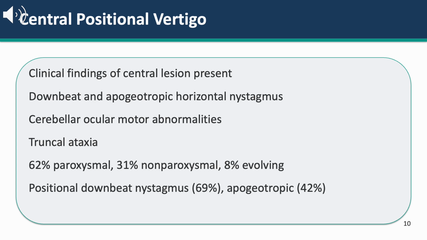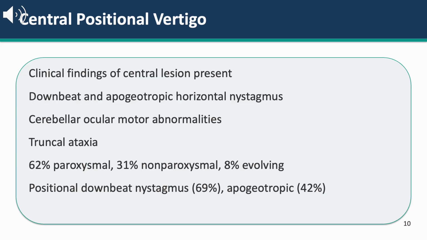Most patients with central positional vertigo have clinical findings indicative of central lesions, such as downbeat and apogeotropic horizontal nystagmus, cerebellar ocular motor abnormalities, and truncal ataxia. In one study, 62% of patients with central positional vertigo had paroxysmal attacks, whereas 31% had non-paroxysmal vertigo and 8% had paroxysmal evolving to non-paroxysmal vertigo.